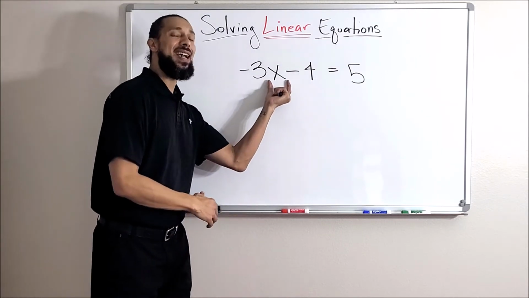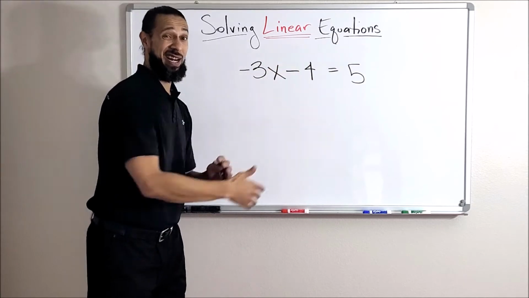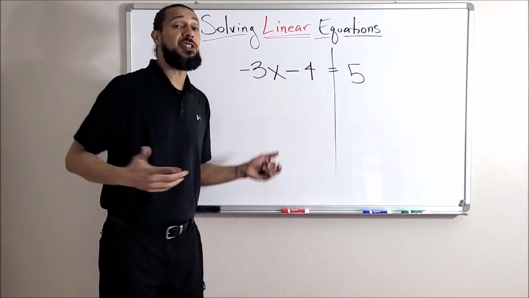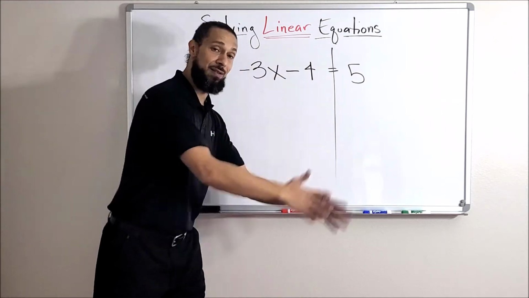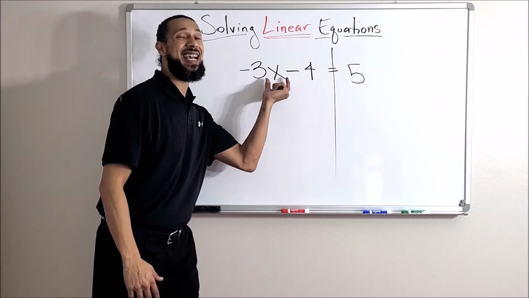So to get this x by itself, what we're going to do is we're going to start peeling off layers of things that are surrounding that x. First off, don't forget the line on the equal sign. That line is extremely important because whatever I do on one side of that line, I gotta do on the other side of that line.